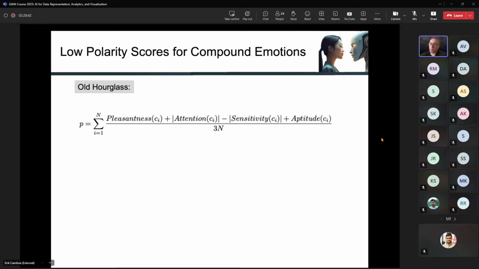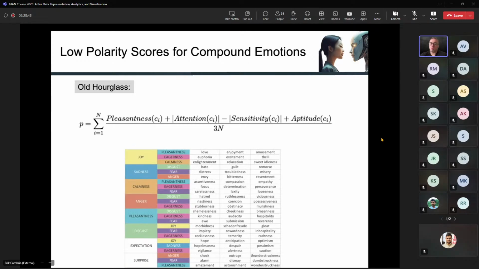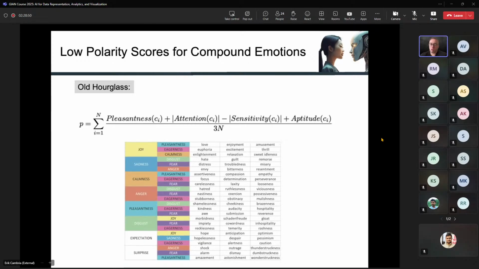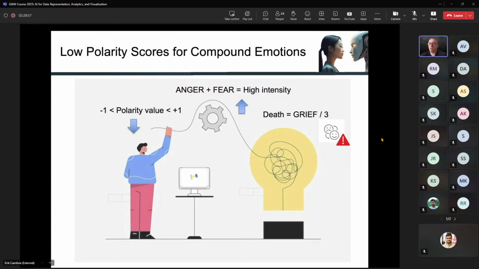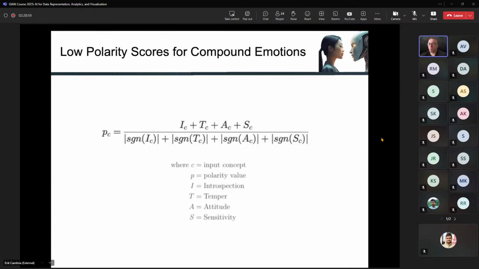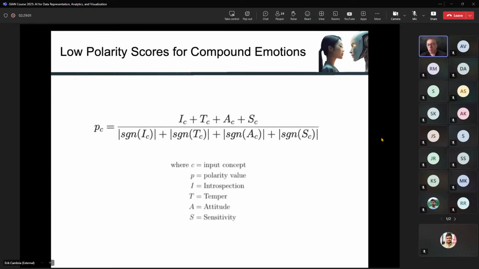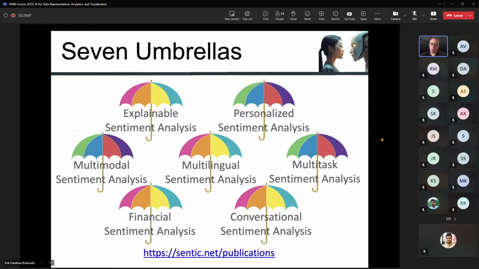And so we also fixed the formula to calculate polarity based on emotions. This was the old polarity definition that didn't work so well, so we came up with a new one. So if you want to know more details about this, you can read the paper and see how this works, or just use our Sentic KPIs, which are based on this model.